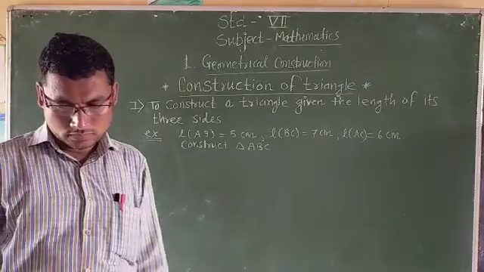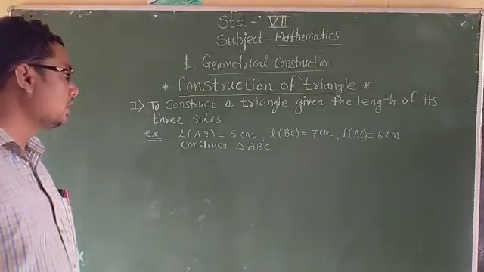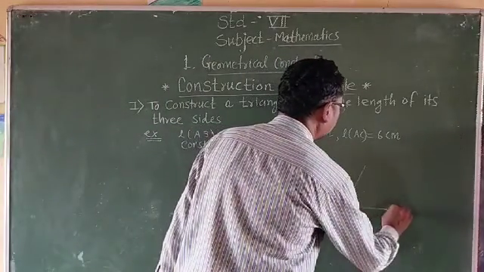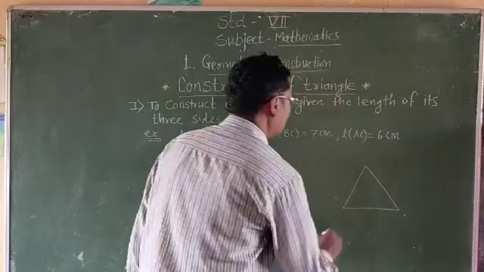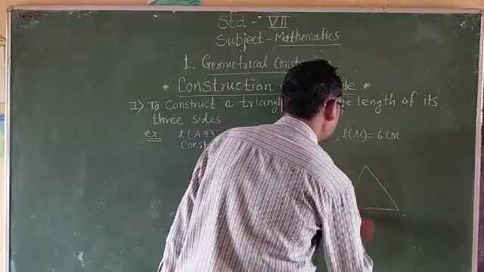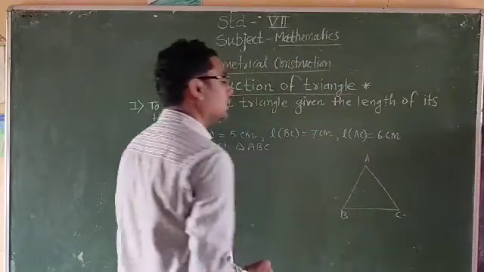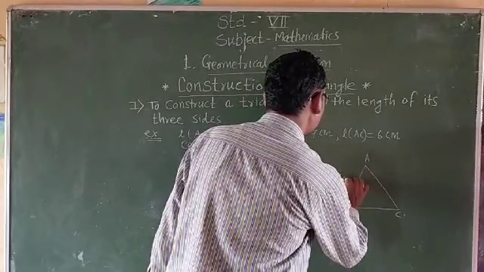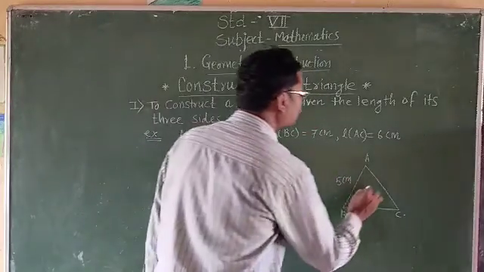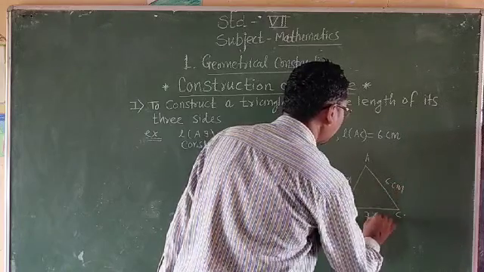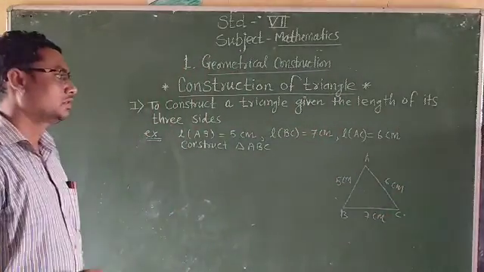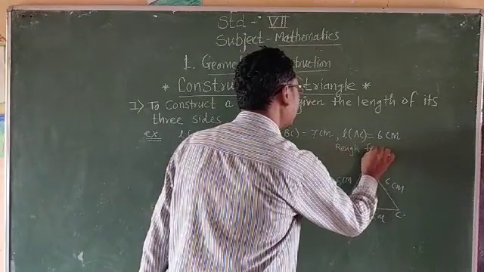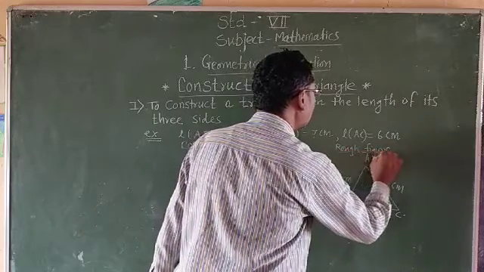So first of all, we have to draw a triangle. Rough figure you have to draw and write the name ABC triangle. Put the length AB is how much? 5 centimeter. AC is 6 centimeter and BC is 7 centimeter. This is our rough figure. So by this rough figure you will get the idea how to construct the triangle.